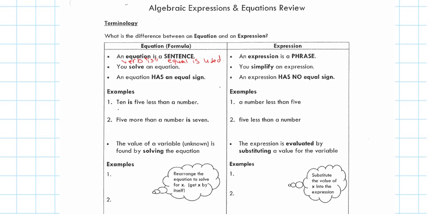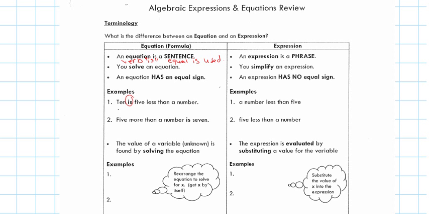I'm going to read a sentence for you. "10 is 5 less than a number." This is the sentence. "A number less than 5" is a phrase. That's not a sentence. You can see that in the sentence you have the word "is", and in the phrase you don't have the verb "is".